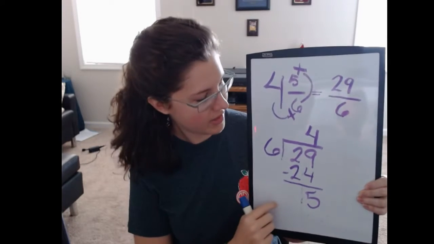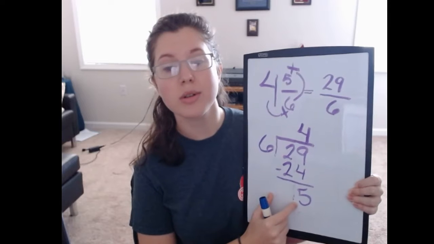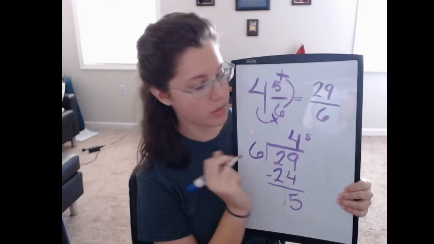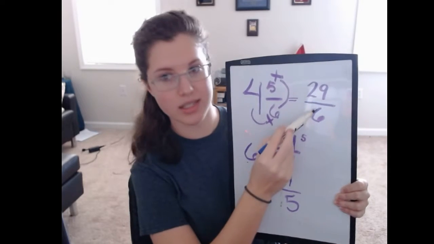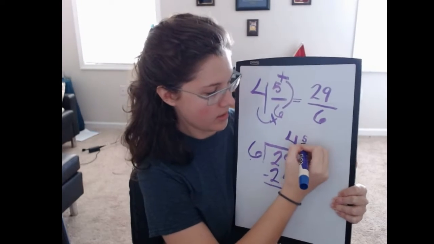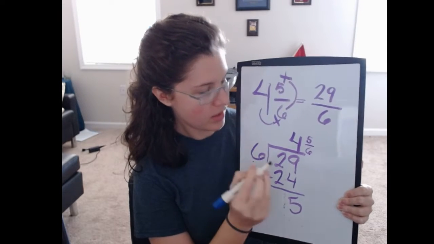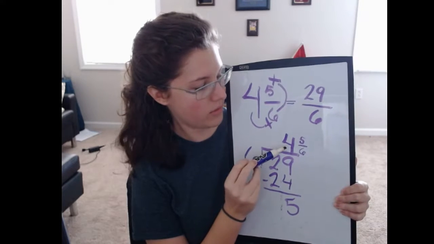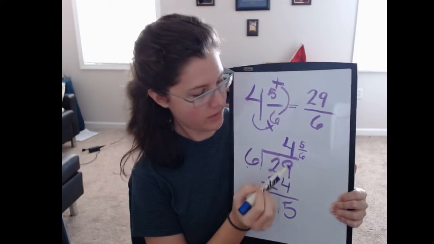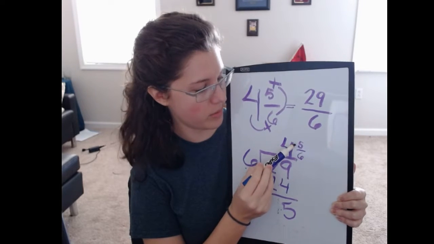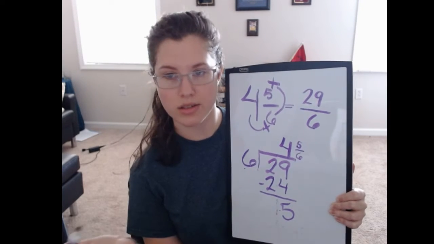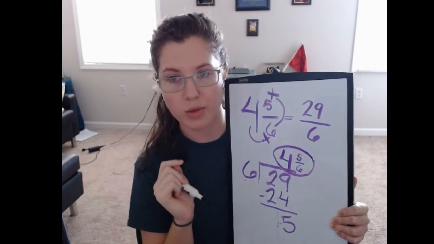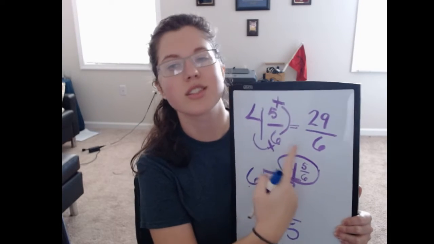I'll tell you. Your remainder becomes your new numerator. So that would come up here, become your numerator, and your denominator, just like I said over here, stays the same the whole time. So your denominator would be 6. So the number above your dividend, your 4, is your whole number. 5, your remainder, becomes your numerator. 6 stays your denominator. 4 and 5/6 is the same thing as 29 over 6. And I just showed you that up there as well.